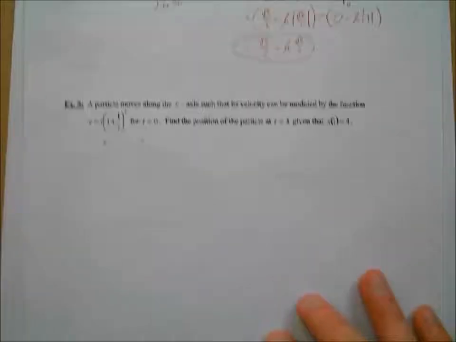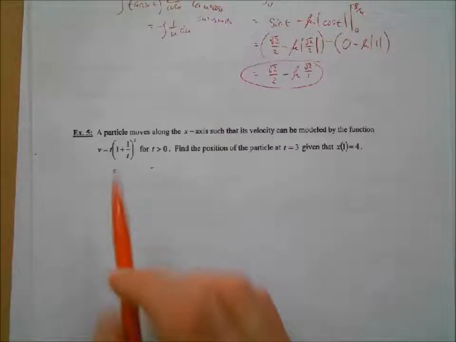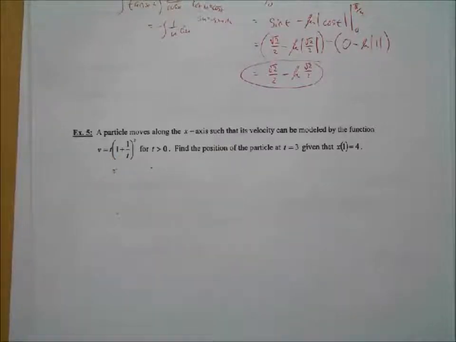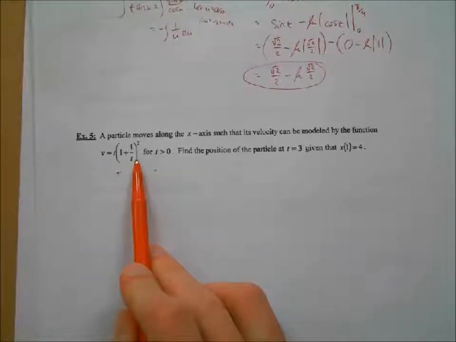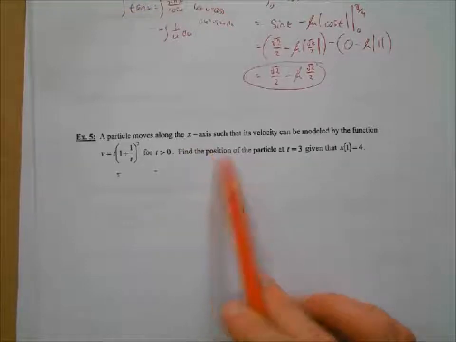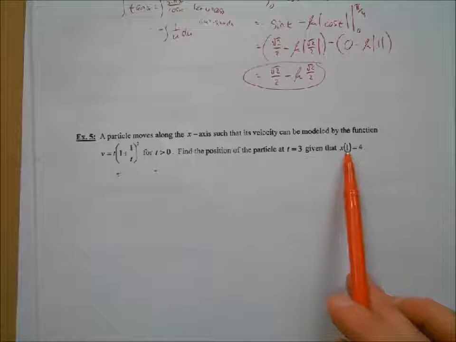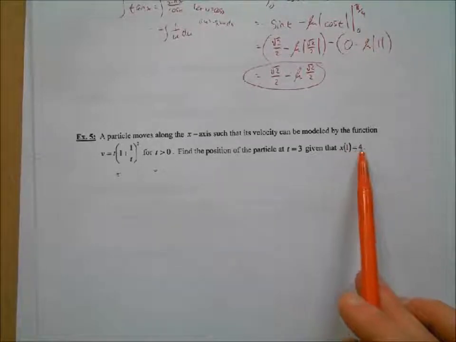Number 5. Particle motion. A particle moves along the x-axis such that its velocity can be modeled by the function v equals t times quantity 1 plus 1 over t, squared, for t greater than 0. So this is a velocity, the rate of change of the position. Find the position of the particle at time t equals 3, given that the position at time 1 is 4.